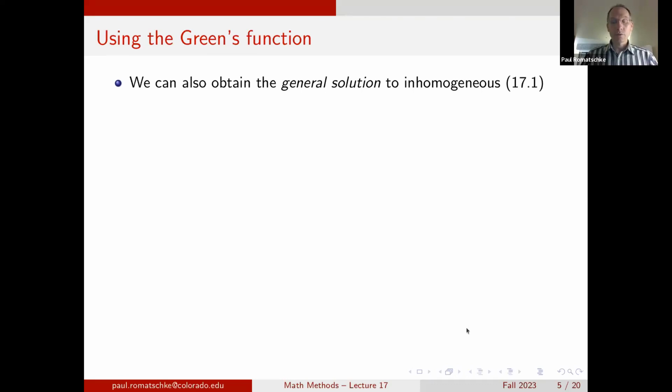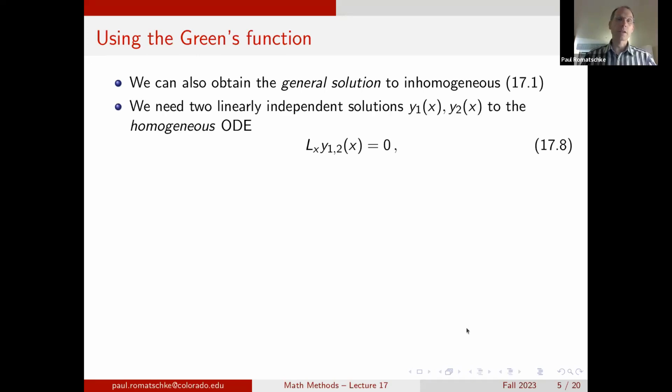We have shown that the Green's function can be used to obtain a specific solution to the inhomogeneous differential equation, but we can also obtain a general solution to that inhomogeneous differential equation. To do that, we also need two linearly independent solutions, y1 of x and y2 of x, such that Lx acting on y1 or 2 is equal to 0. That's the homogeneous ordinary differential equation. They have to be linearly independent, and one way to check that is through the Wronskian defined in lecture 4 being non-vanishing for these two solutions, y1 and y2.